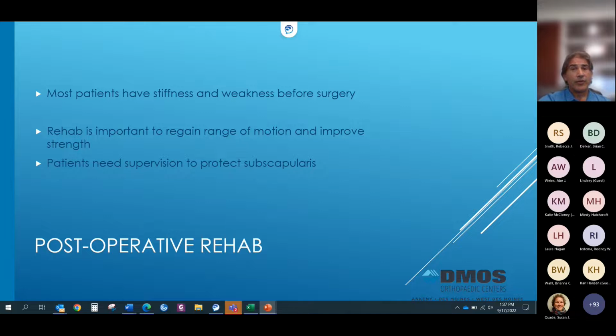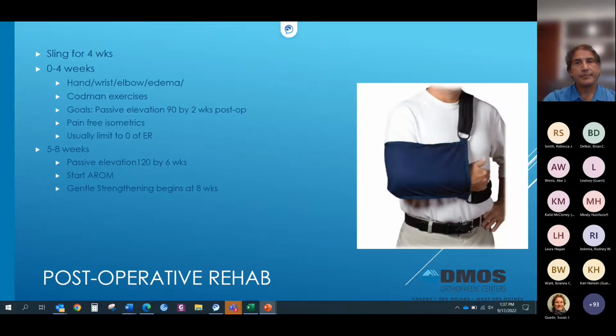The patients need supervision to protect the subscapularis, and that's reflected also by how we don't do a whole lot of physical therapy the first month, because we don't want patients doing a lot on their own at home the first month and wrecking the subscapularis. If they do, then you get an unstable shoulder replacement and it has to be changed to a reverse shoulder replacement. So similar to an open Bankart repair, we have to protect the subscapularis.